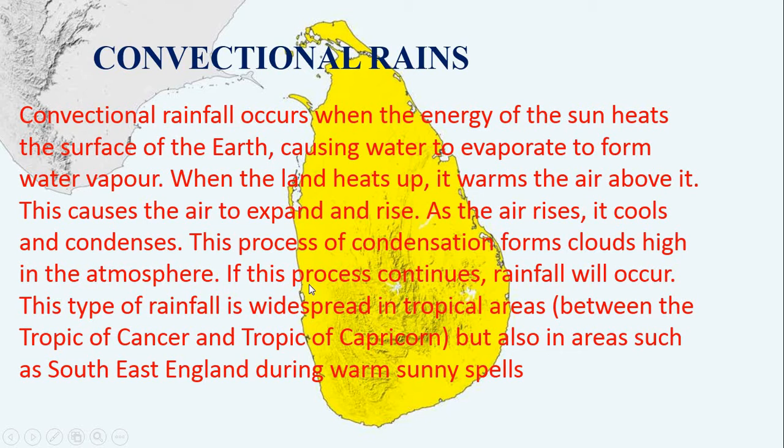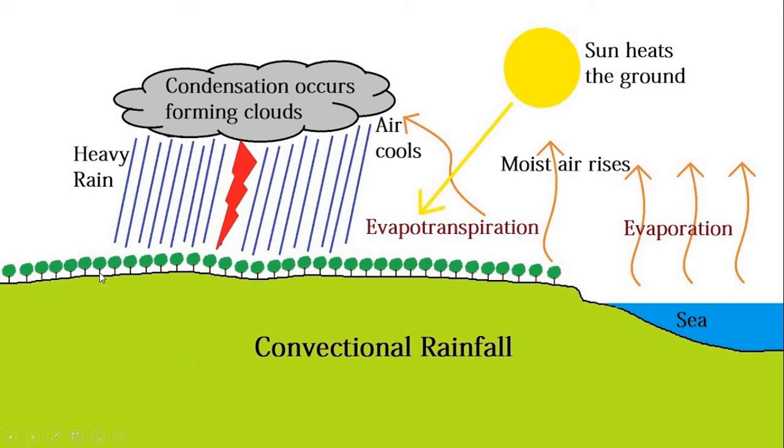Right? If this process continues, rainfall will occur. This type of rainfall is widespread in the tropical areas. So this is how we receive convectional rains. Right, by looking at this picture, you can easily understand what convectional rainfall is. When the sun heats the ground, what happens? Evaporation. And here, how the clouds are formed and how the rain comes.